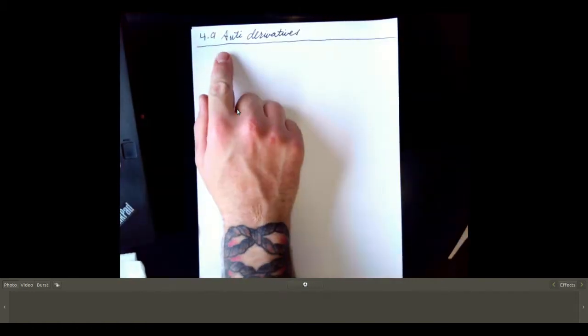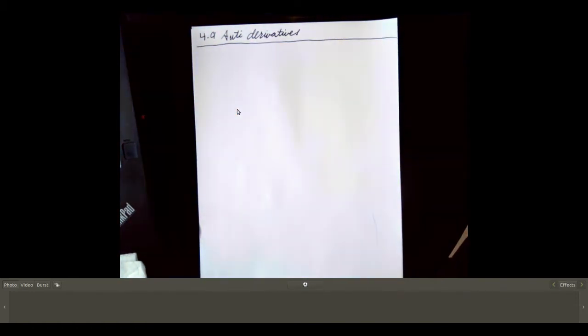Everyone, in this video we're going to go over section 4.9, antiderivatives. So consider the following situations. A physicist might know the velocity of a particle, but they might want to figure out the position of the particle from that velocity. Similarly, an engineer might know the rate at which water is leaking from a tank, and they want to figure out how much water has leaked over a certain period of time.